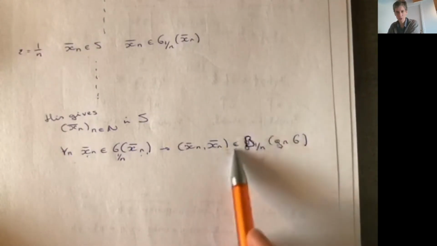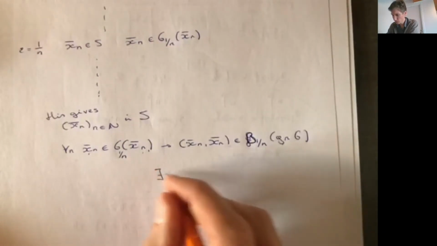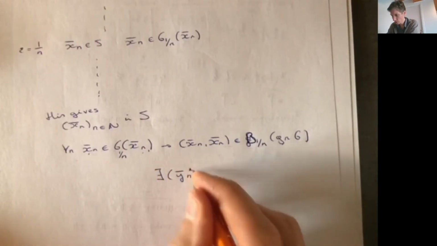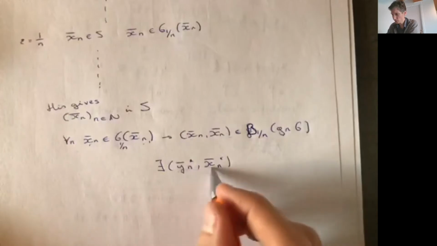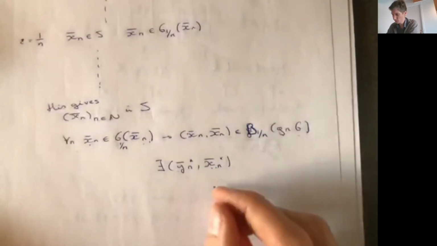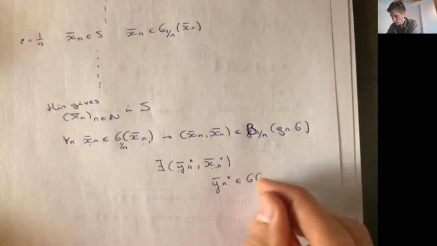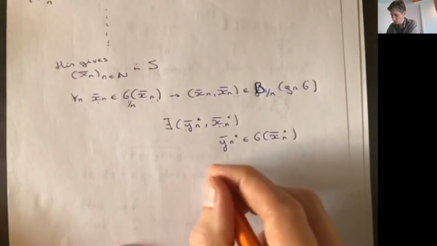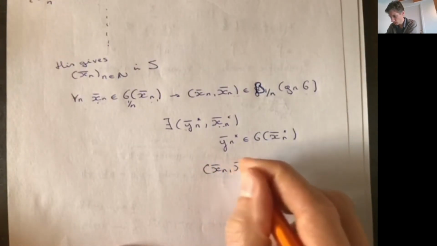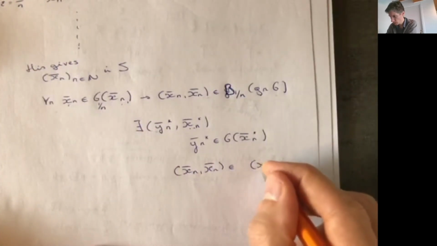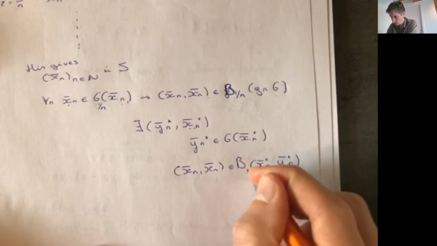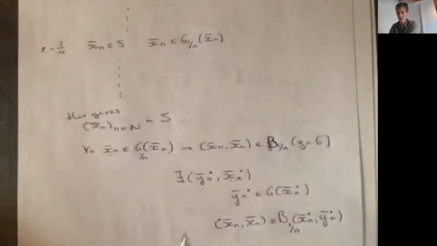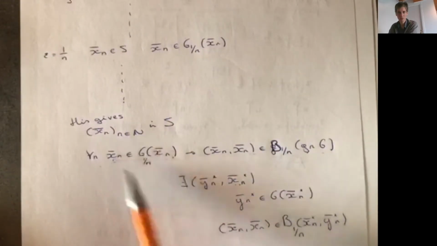So by definition of this set here, what do we know? Well, we know that there exists, let me call them, an xn star and a yn star, such that this is in G. So in particular, yn star is in G of xn star, and the distance between xn and xn star, yn star is 1 over n. This is just restating the definition.